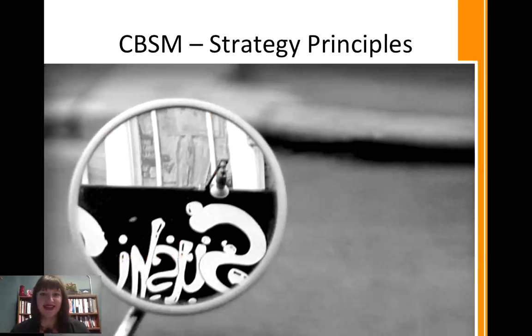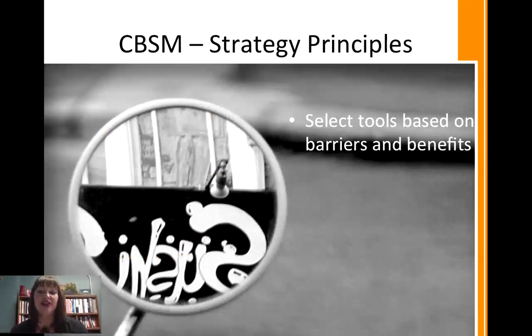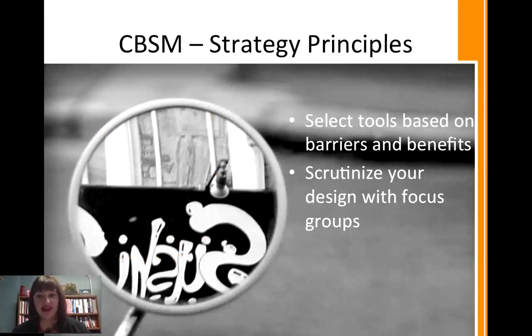All right, let's go over some strategy principles related to community-based social marketing. So you really need to select tools based on those barriers and benefits. So what are the benefits to producers for participating in these programs? And what are the barriers? How can you remove those? How can you identify those? And scrutinize your design with focus groups.